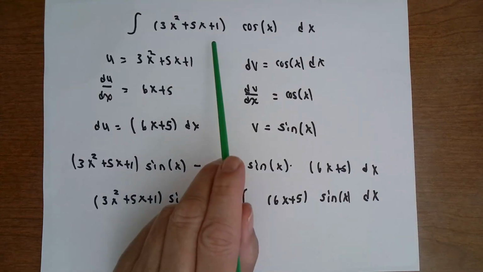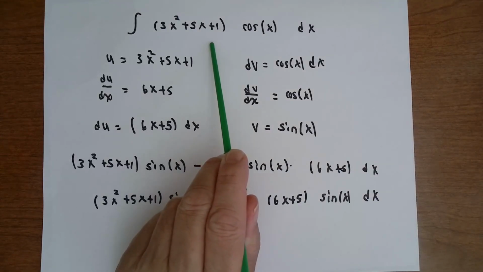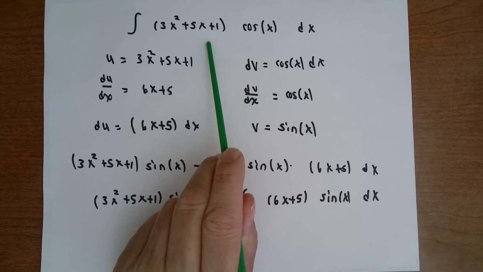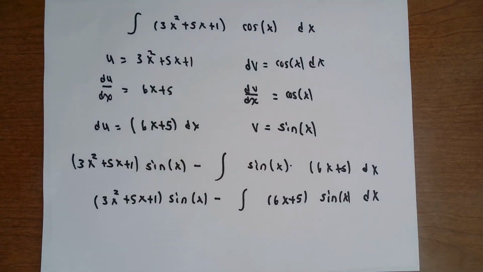The original integral had a quadratic polynomial times a trig function in the integrand. After doing integration by parts, I now only have a linear polynomial, first degree, times a trig function. The new integral is not on my list of things I know how to do, but it is simpler than the one that I started with.